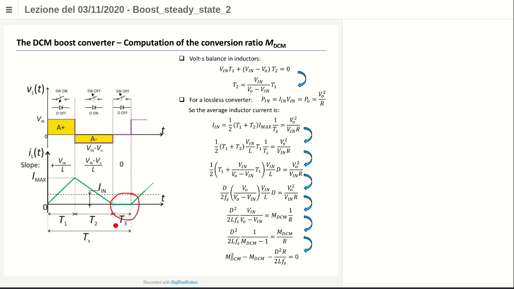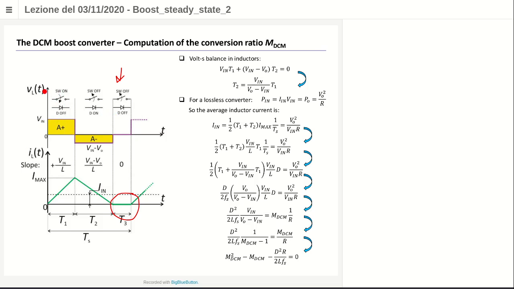A third time interval appears, called T3, or sometimes T idle in books, in which both the diode and the switch are off. So there is a third operating region. The first one, called T on or T1, is the one in which the switch is on and the diode is off. The second one, T2, is the one in which the switch is off and the diode is on, exactly the same behavior as the CCM previously described. And then we have a third region in which both the diode and the switch are off. So what happens if you look at the voltage VL?